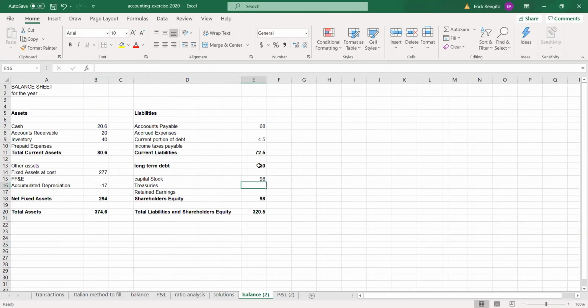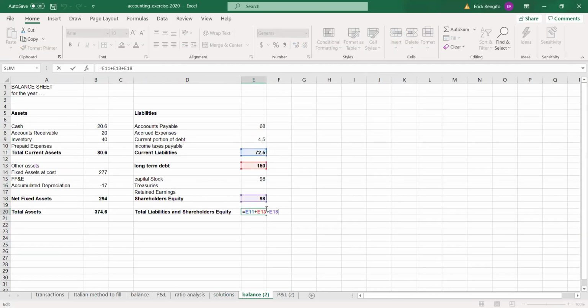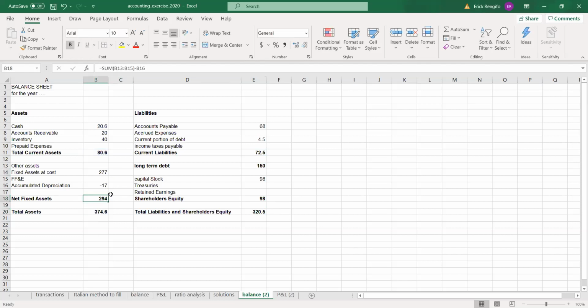98. Okay, so let me see what this one here is. Capital stock. Okay, so I think there is something wrong here. Let me see this one. The retained earnings. Oh yeah, here guys is a plus because I'm using negative numbers.